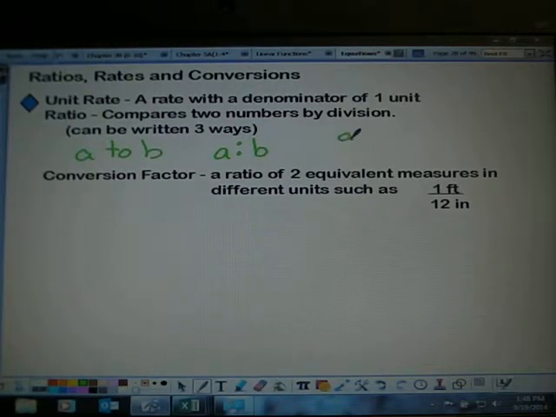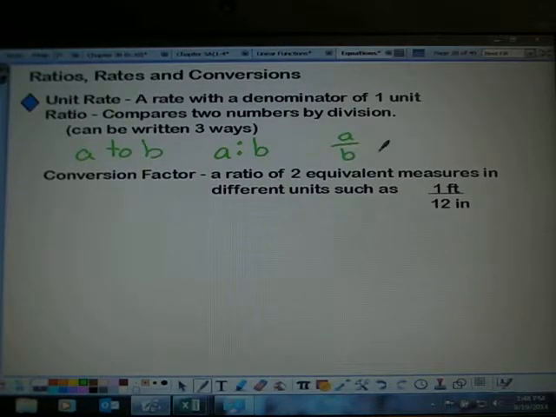And once you get that information to write it into the equation, you would write it as a fraction. So the first number that's listed is the one that goes on top. A conversion factor is a ratio of two equivalent measures in different units, such as 1 foot and 12 inches. 1 foot is the same distance as 12 inches. So this would be a conversion factor.